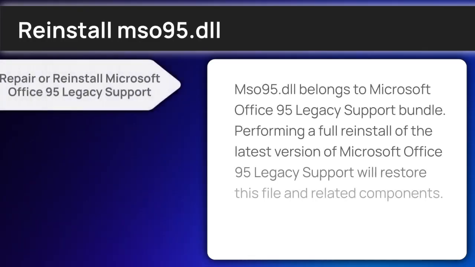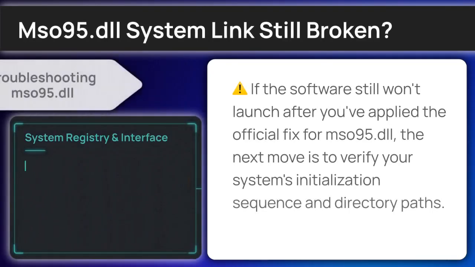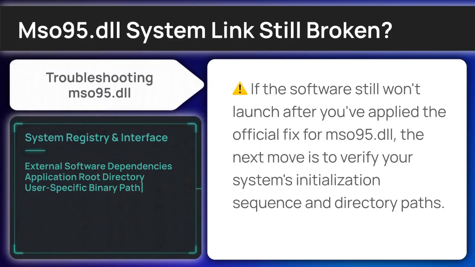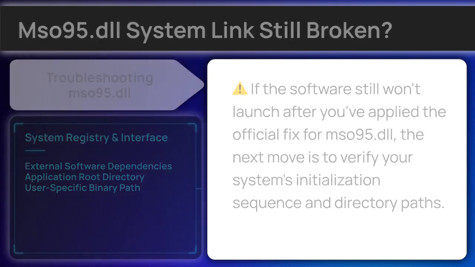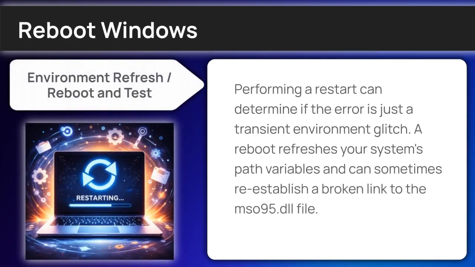mso95 belongs to Microsoft Office 95 Legacy Support Bundle. Performing a full reinstall of the latest version of Microsoft Office 95 Legacy Support will restore this file and related components. Should the file remain missing after a reinstall, we need to ensure that the operating system is forced to re-index its shared library paths. A standard restart allows the Windows bootloader to rescan your system directories and potentially recognize an unregistered mso95 component.